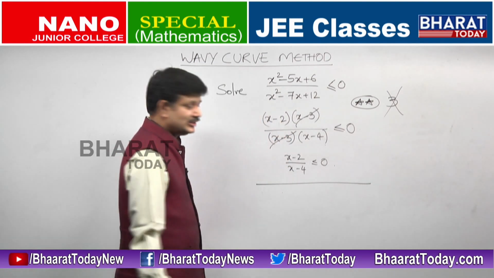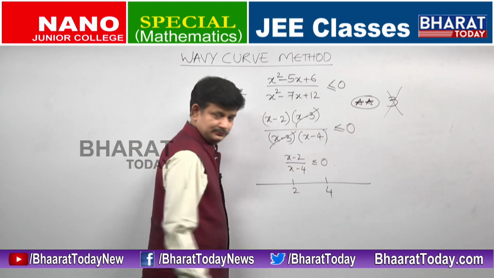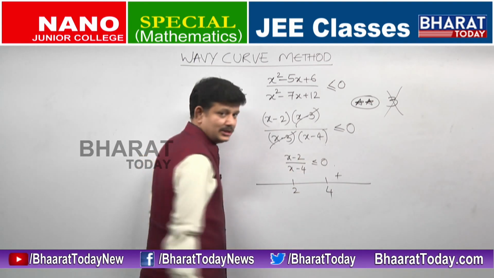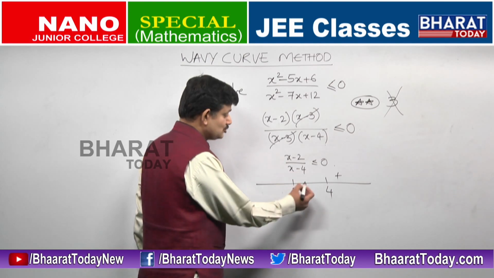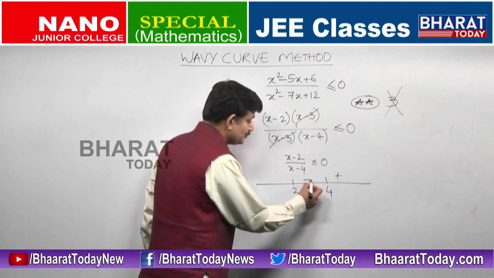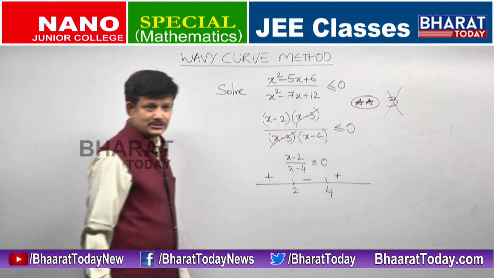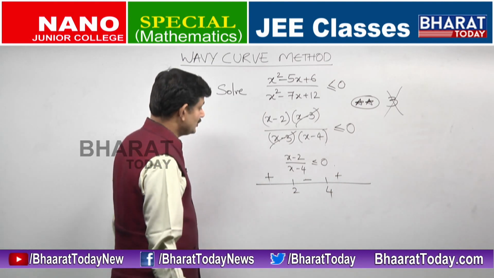To understand the sign of this, I will cut the number line at 2 and at 4. After 4, x minus 4 is positive, x minus 2 is positive, the product is positive. Wavy curve. In between 2 and 4, x minus 2 will be positive and x minus 4 will be negative, so the ratio is negative. Here both of them will be negative, so the ratio is positive. Positive, negative and positive. So what can you say?